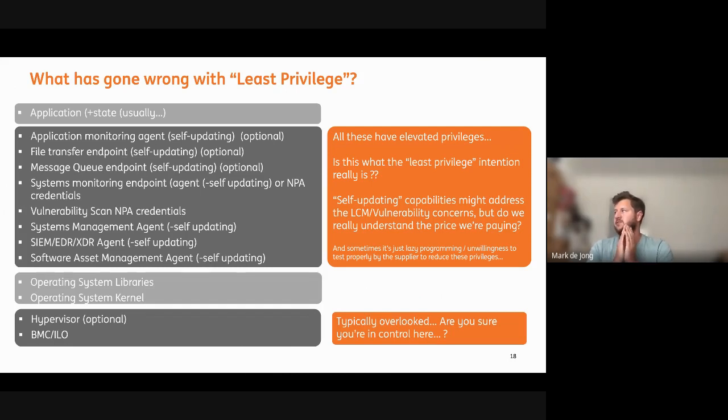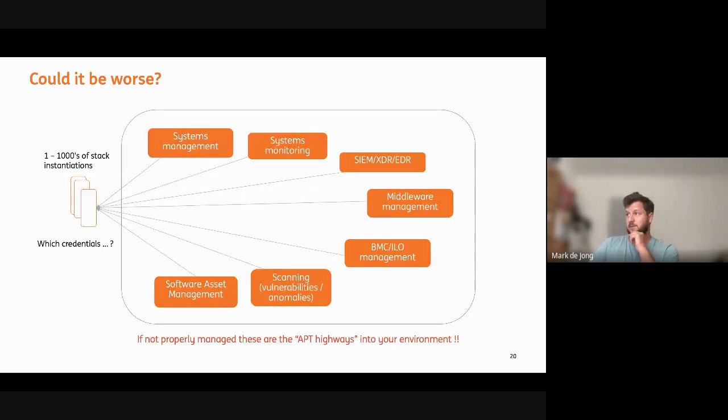But there's self-updating capabilities, for example, and what do they actually mean from an access perspective? In practice, anybody with the slightest motivation is apparently able to get elevated privileges in that model. And public cloud is not any better in this. But could it actually be worse? Yeah, you have thousands and thousands of instances of those stacks.